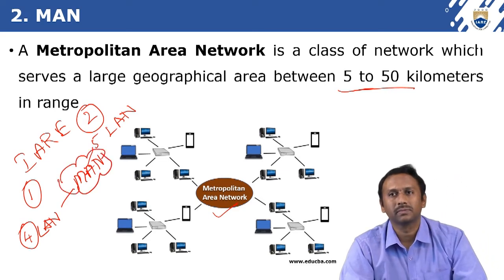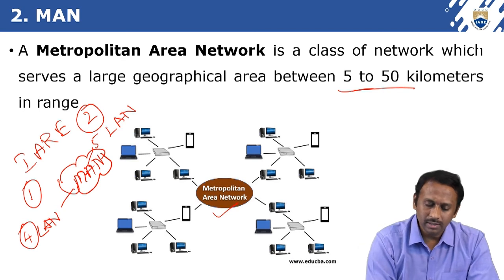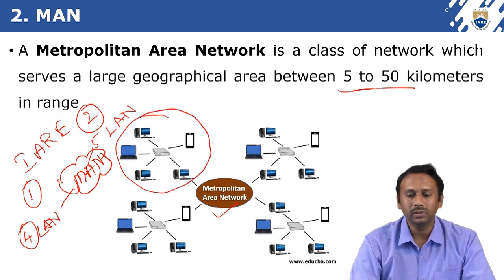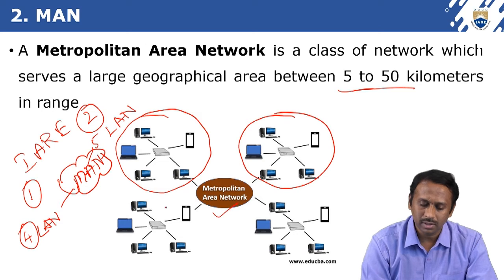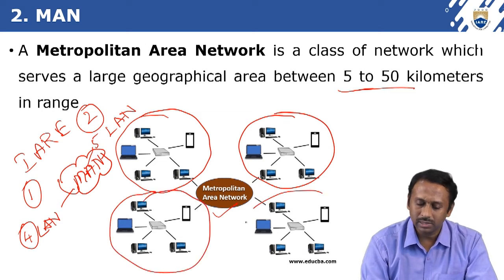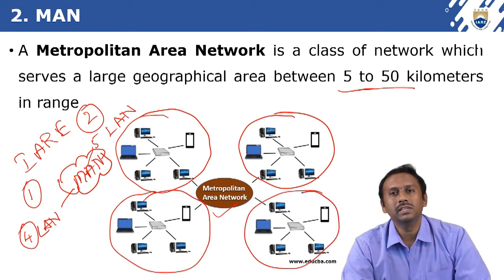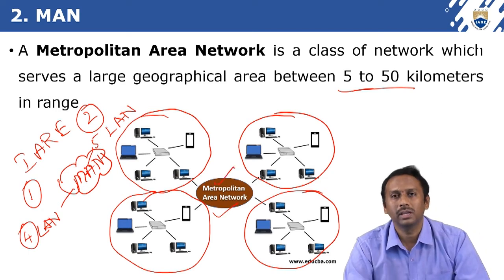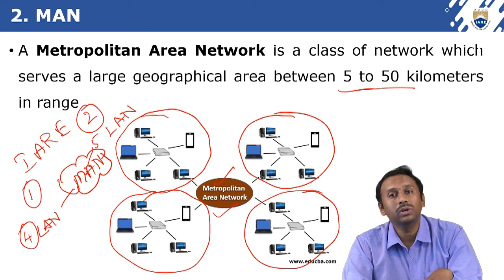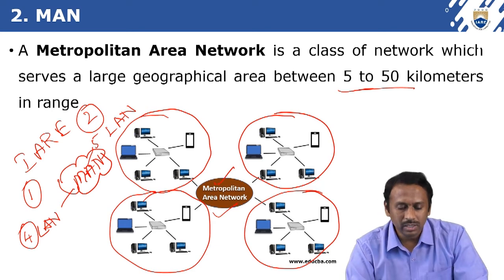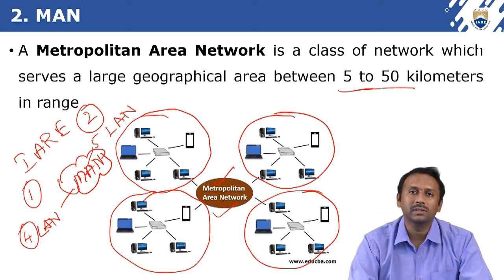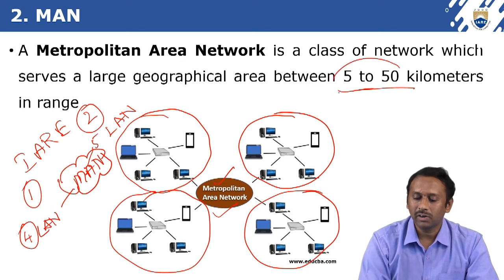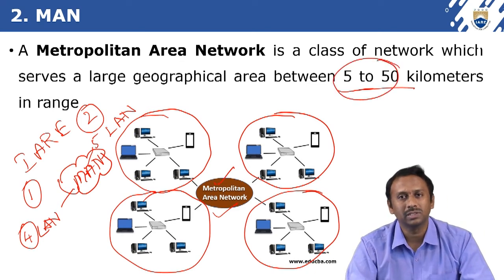See, here in this example, this is one network, and this is one network, and this is one network, and this is one network. All these networks are interconnected with the help of a metropolitan area network. These networks are not in the same place; they are in different places, and the range is 5 to 50 kilometers. Clear?